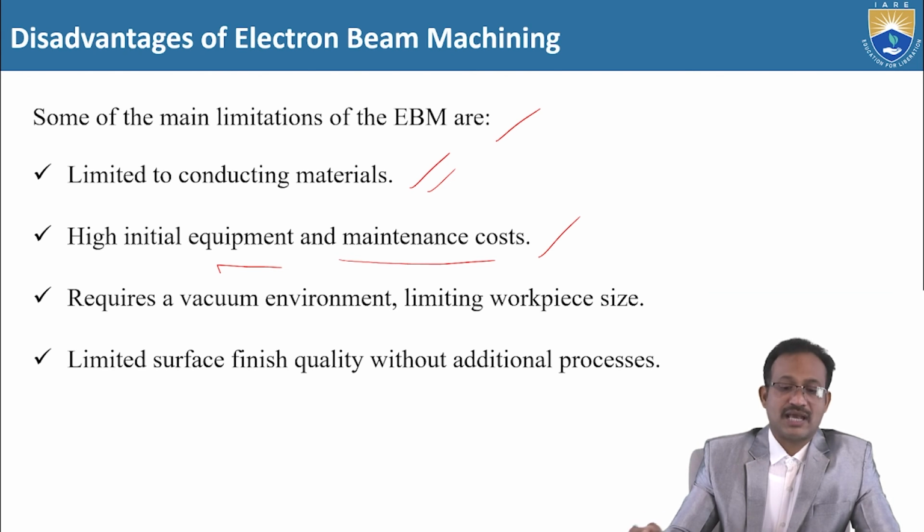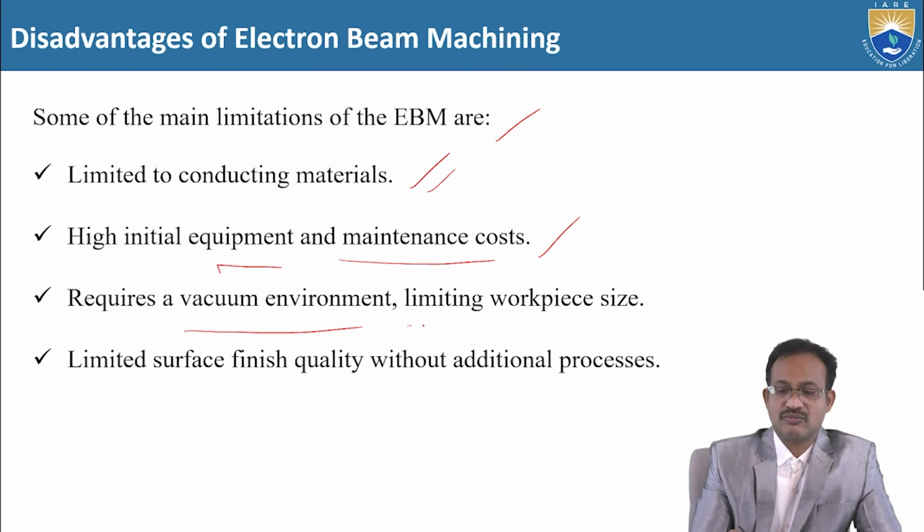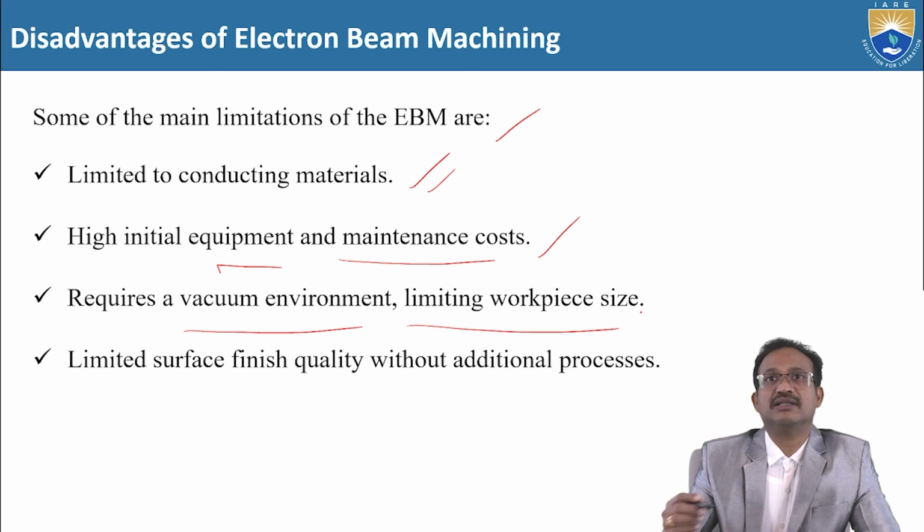Next, requires a vacuum environment, limiting workpiece size. Already we have seen that the entire setup should be in the casing, so that we cannot extend the workpiece size. Obviously, the workpiece size must be small. It should be accommodated in that casing. Otherwise, we cannot work on that workpiece. Why? Because we have to maintain the vacuum environment.